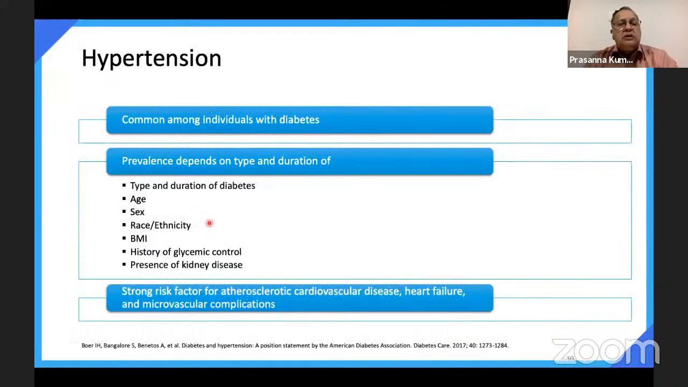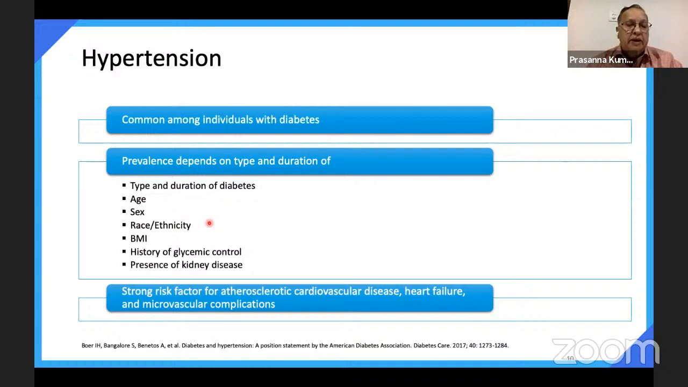Now, the question is, hypertension is very common among individuals with diabetes. Almost 30-40% of them have hypertension, and prevalence depends upon the type and duration of diabetes, age, and sex. As age advances, hypertension increases. Men have more hypertension than women. Then race and ethnicity. Even forgetting diabetes, among non-diabetics in India above the age of 40, nearly 28 to 30% of persons have hypertension. We have seen even in rural areas about 28 to 30% as such.